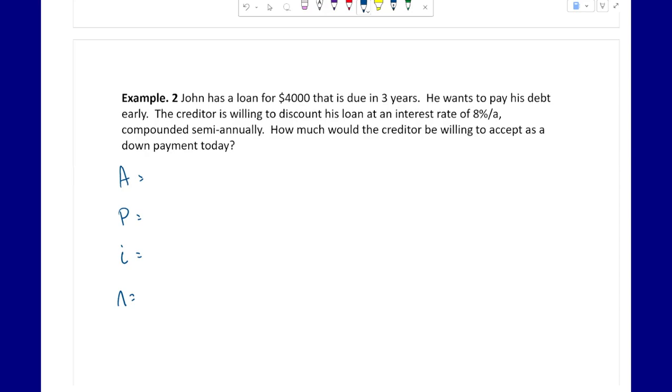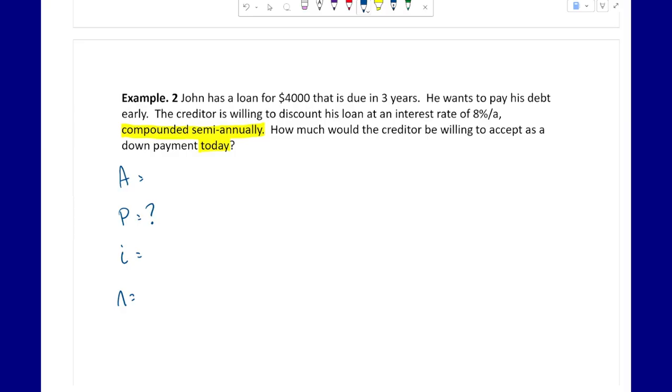So John has a loan of $4,000 that is due in 3 years. He wants to pay his debt early. The creditor is willing to discount his loan at an interest rate of 8%, compounded semi-annually. So we see the compounded in the question anyways, so compounded semi-annually. How much will they be willing to accept as a down payment today? So that keyword today tells us we are looking for the present value.